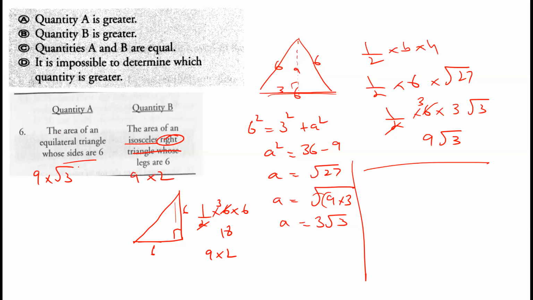Now we know that under root 3 is less than 2. Under root 3 is 1.7 something, and 2 is actually under root 4. So under root 4 is 2, under root 3 is 1.7. Now 9 into 2 is 18. 9 into under root 3 would be less than 18. So 18 is greater than 9 into under root 3. Hence option B is correct.